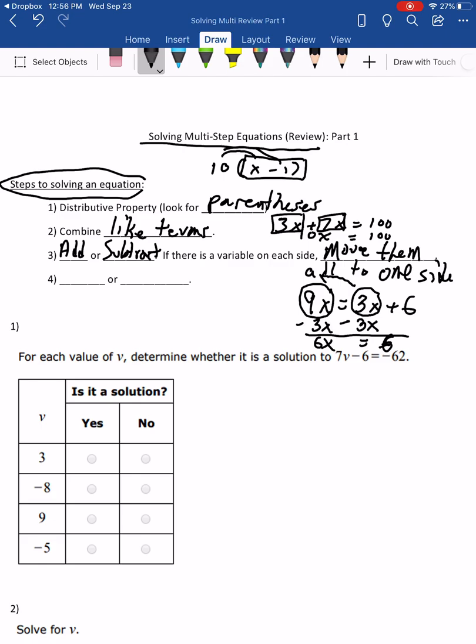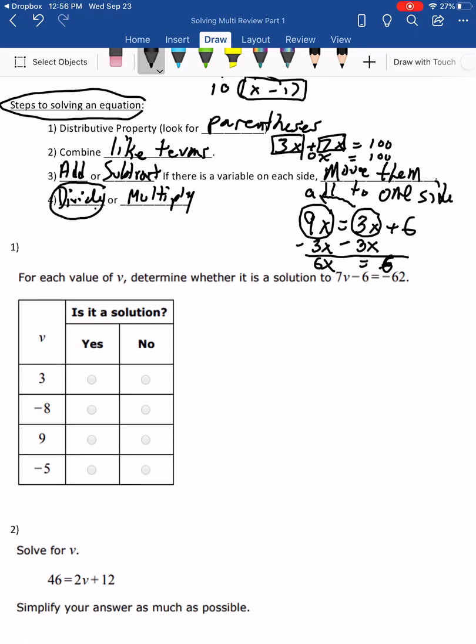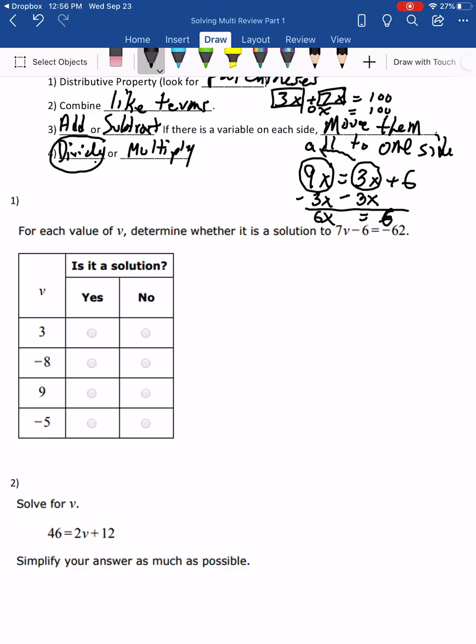Okay? And finally, your last step is going to be divide or multiply. It's almost always going to be divide, sometimes multiply, but not really on the stuff that you're going to do today. Okay, so number one, we have this equation, 7v minus 6 equals negative 62. All right, so the question asks you for each value of v, so these four values of v, determine whether it's a solution to the equation.